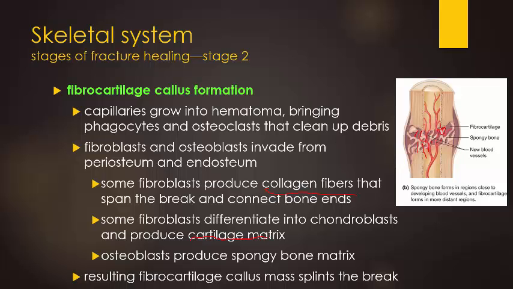and that makes the fibrocartilage callus. And then osteoblasts move into that area and start producing spongy bone matrix. And this resulting mass of tissue that is developing is referred to as the fibrocartilage callus, and it splints the break back together again. Helps to hold the bones into a locked, rigid position. Now, it's not particularly strong yet, but it will get there.